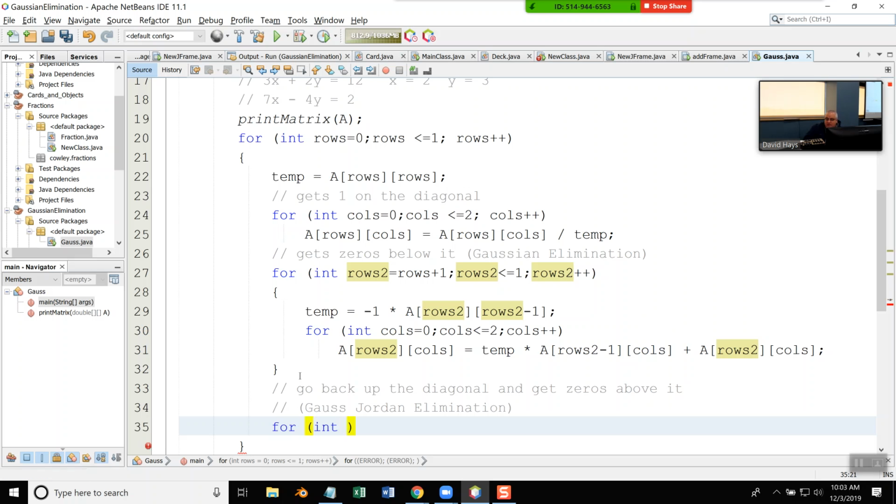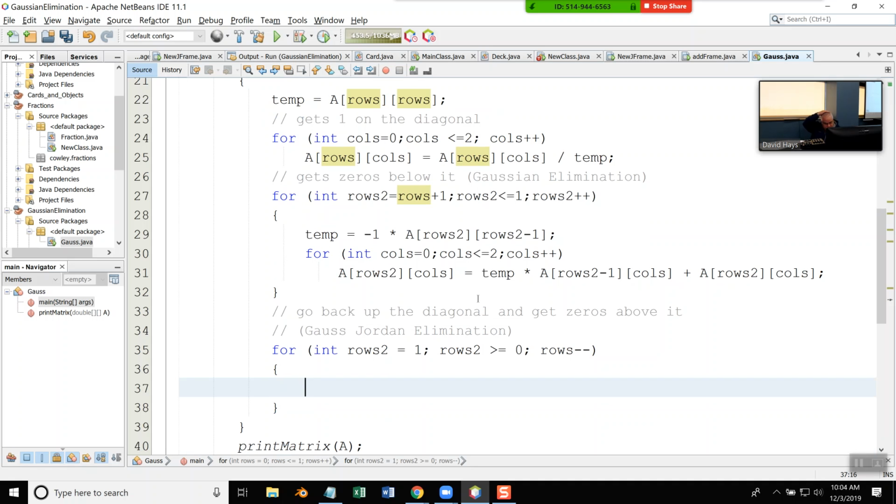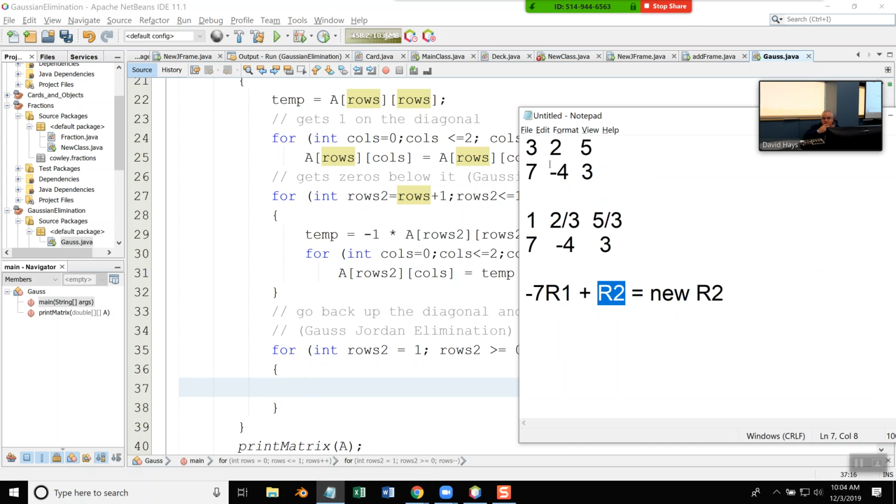For int rows2 equals, how many rows are there? 1? Because remember, it starts at 0. Continue while rows2 is greater than or equal to 0, and rows2 minus minus. Okay, so I'm going back up the matrix, which in theory I should be right here, which is rows2.